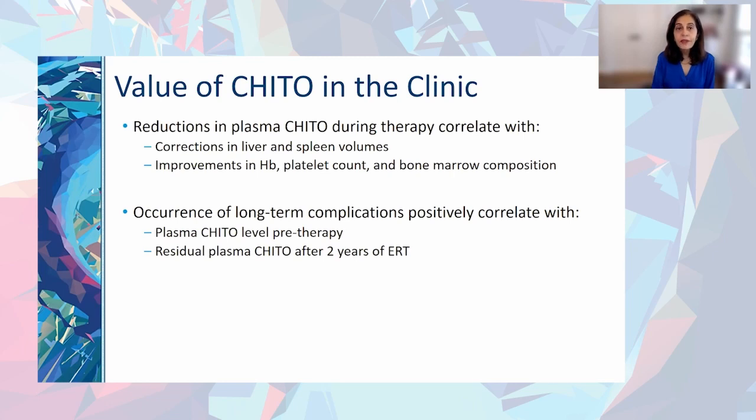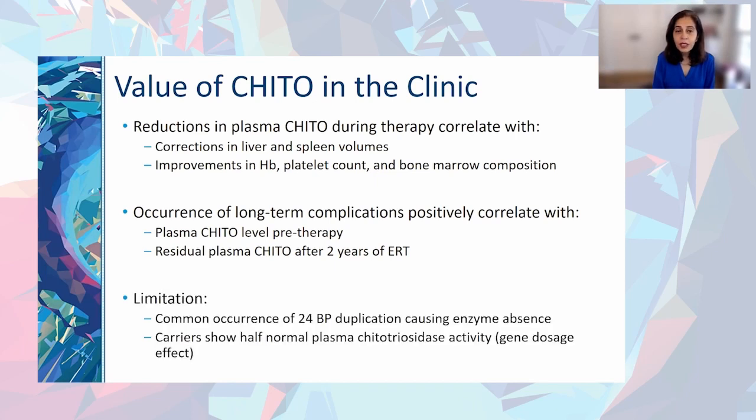And when it's elevated, so in patients who do not carry the polymorphism, you can see a reduction in it with improvements in liver and spleen volumes, also with improvement in hemoglobin and platelet count, etc. But again, as I mentioned to you, the chito polymorphism is really present in up to a third of patients with Gaucher disease, and so is a major limitation in terms of a biomarker and a monitoring tool.